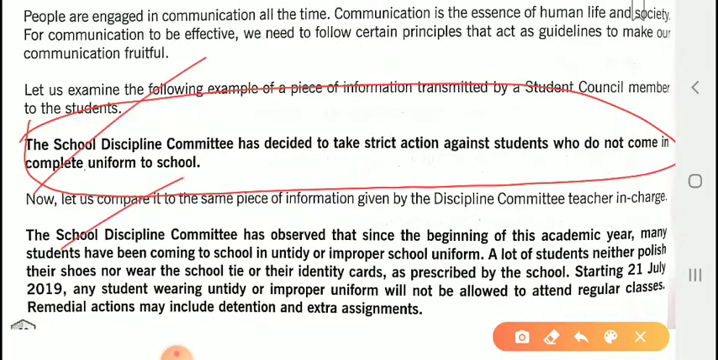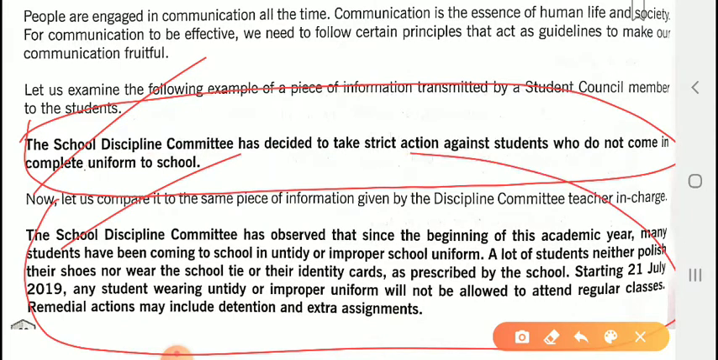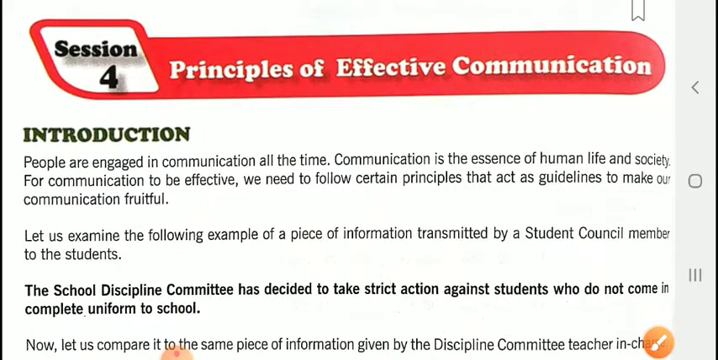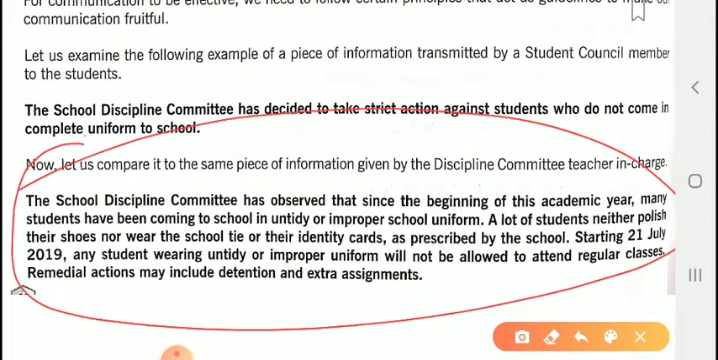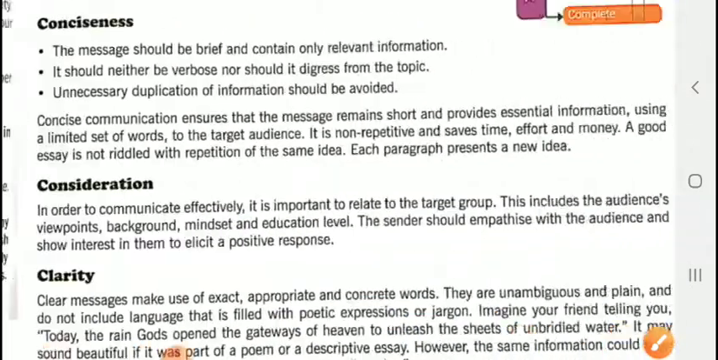Okay, so these are the key things of effective communication tools. Okay, how can we look at some principles of effective communication. The school discipline committee has existed since the beginning of the academic year. You have to understand it and read it thoroughly.